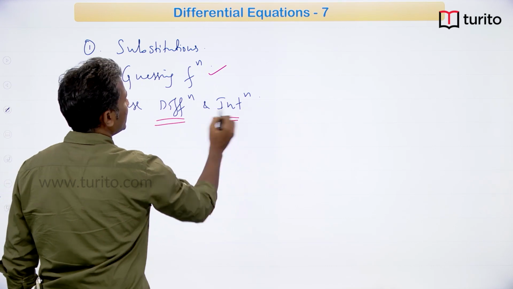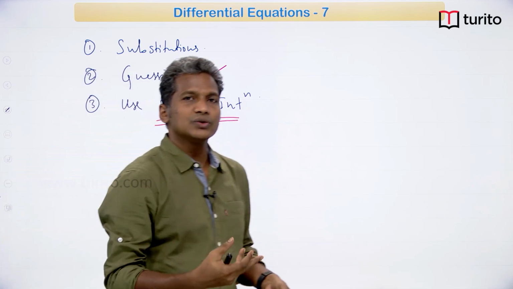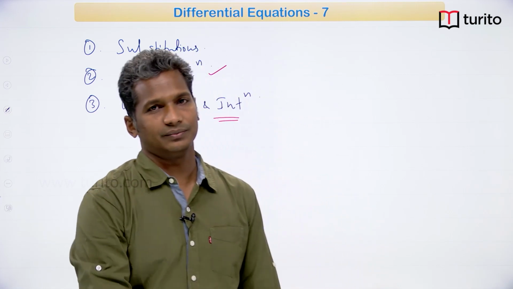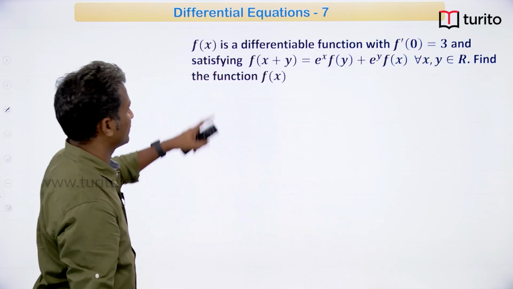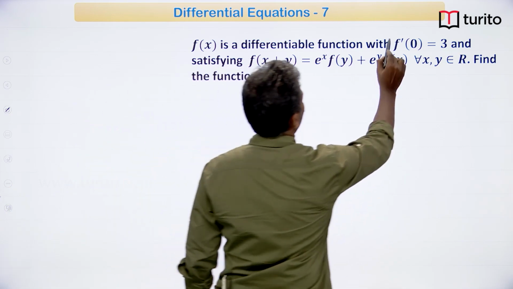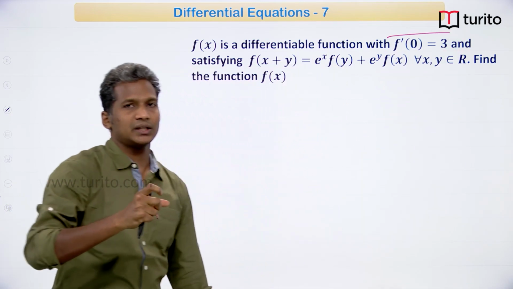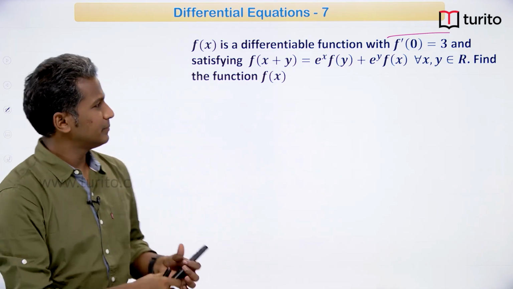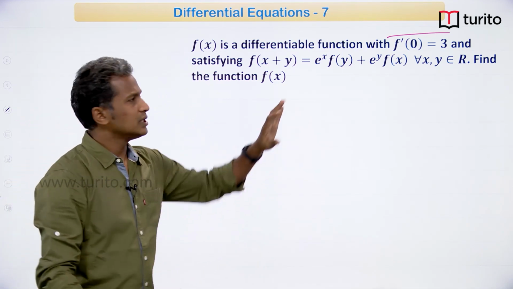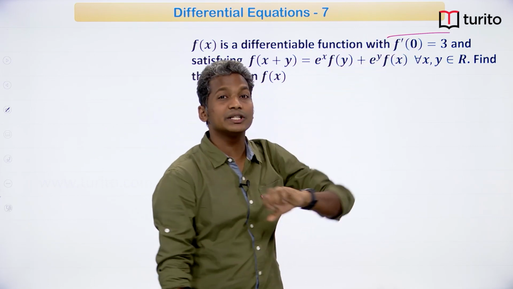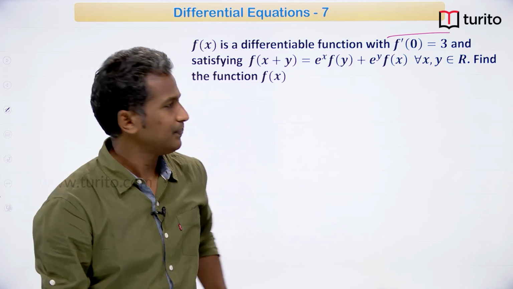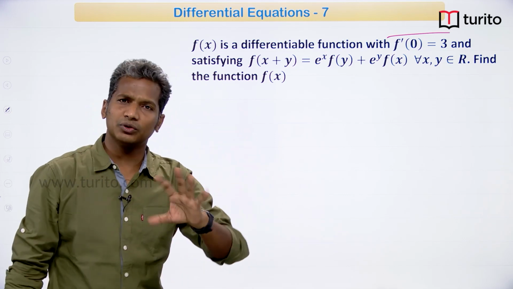Using differentiation and integration, this method is used when there are derivatives and integrals involved in the question. For example, this question where f dash of 0 is already given, so we have to use the differentiation here. Okay. So, I hope you have understood the idea. Suppose let us say this f dash of 0 is not given, then we can go for the guessing of the function. Okay. So, let me solve this question using both methods.